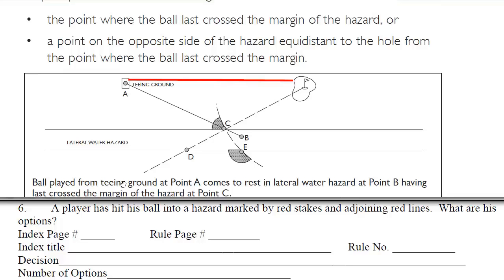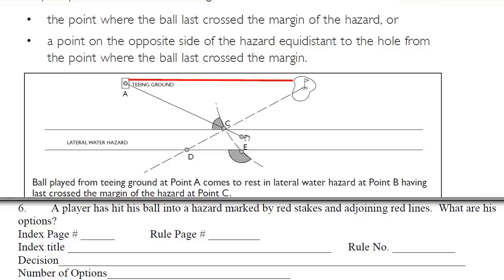Okay, since we're in a red marked hazard, we get these additional options. At point C, this is the point where you last crossed, you get 2 club lengths no nearer the hole, and you can see the shape of that zone you can drop in. And on the opposite margin at point E, you also get the 2 club length option, and you can see the zone is a little bit bigger just because of the location of going away from the no nearer the hole situation in this direction. So those are your 5 options.